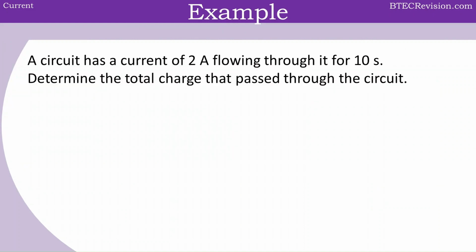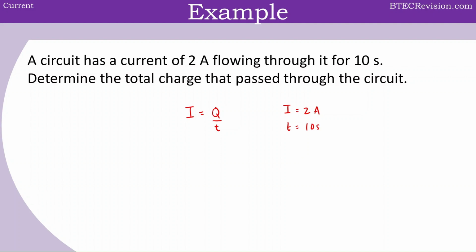Now, let's look at an example. A circuit has a current of 2 amps flowing through it for 10 seconds. Determine the total charge that passed through the circuit. We can start by writing down our equation here, which is current equals charge divided by time. Now, we can also write down the values we have. Current equals 2 amps, making sure that the units are correct. So it is in amps. And the time, t, equals 10 seconds. The unit is also correct.